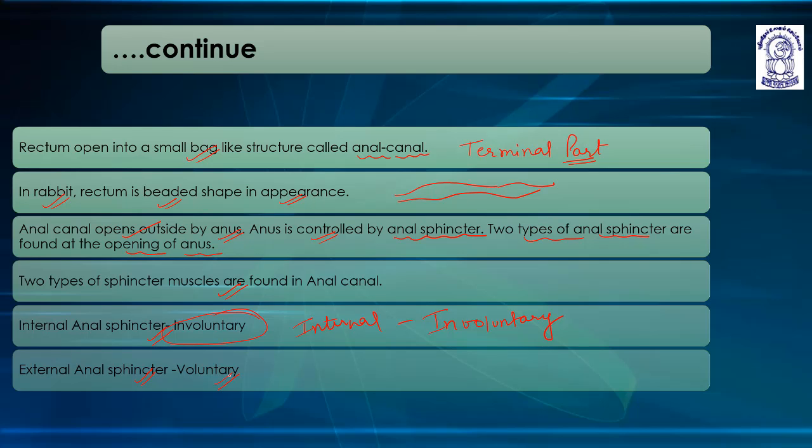The functioning of the internal anal sphincter, its opening and closing, cannot be controlled by us. It is involuntary, outside our willpower. And the external anal sphincter is voluntary. We can control its opening and closing.